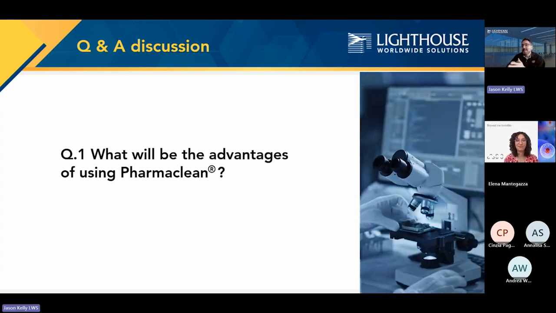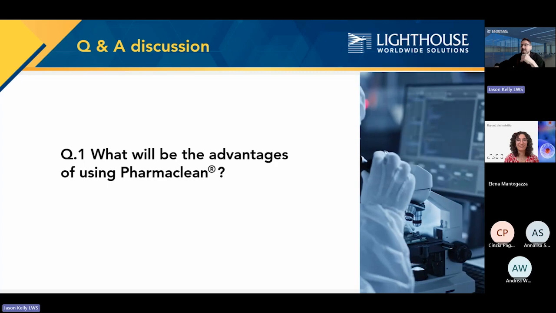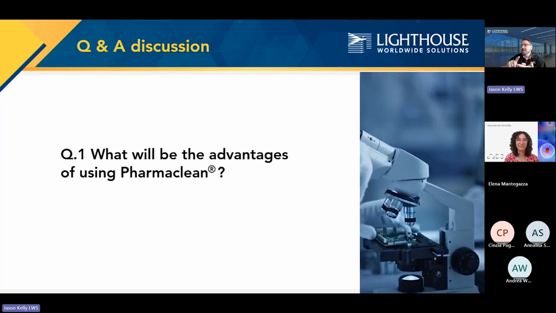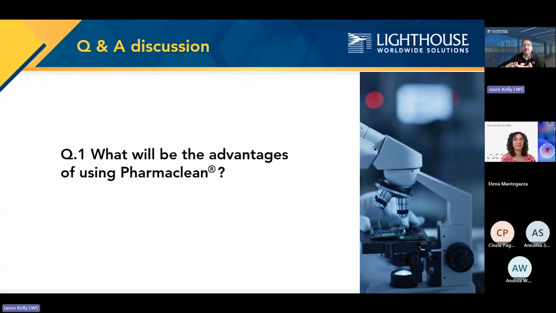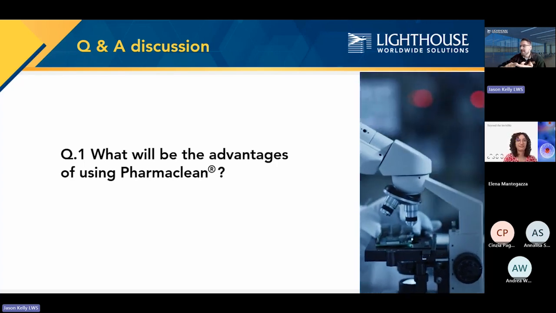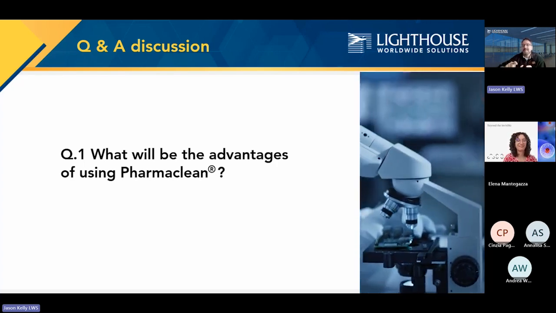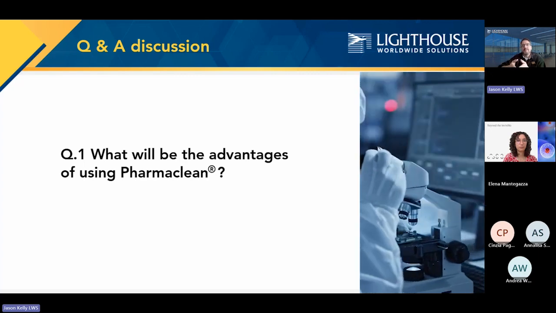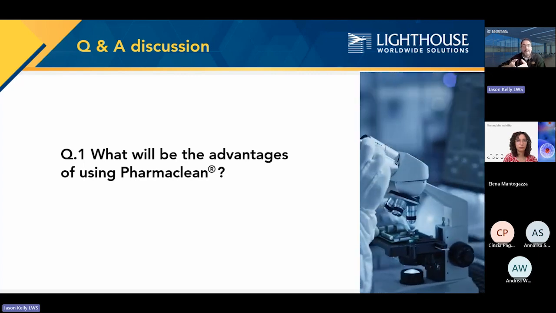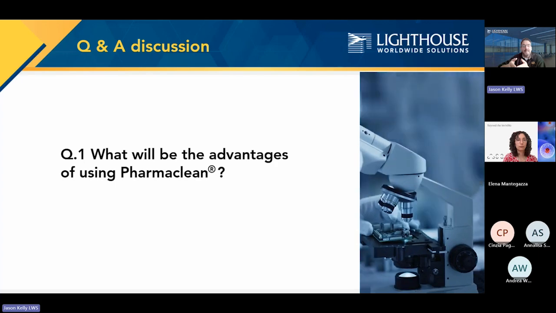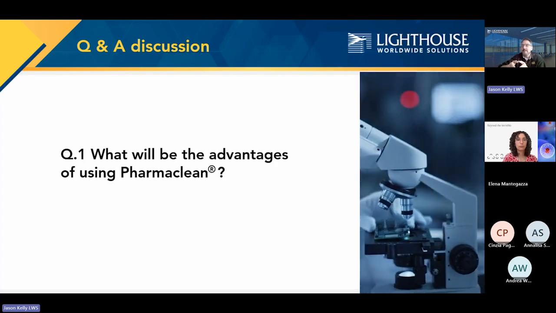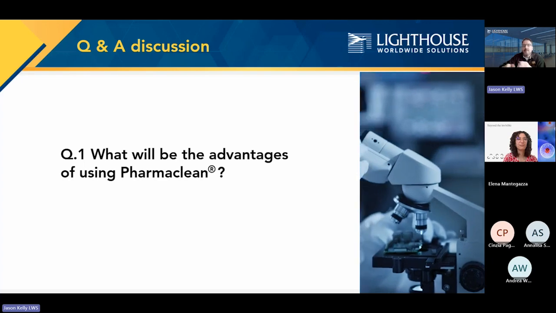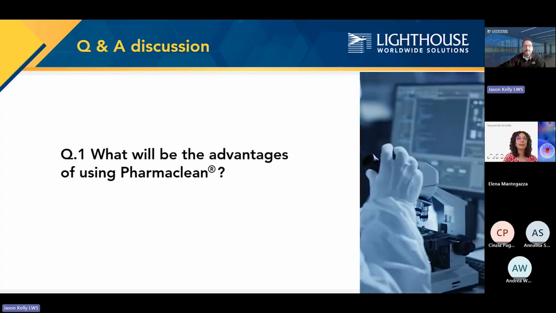I guess the first question is, overall, what are the advantages of using Pharmaclean? Now, we discussed the contamination process, or trying to eliminate contamination during the transfer process. The standards themselves, because this came out in 2022, so it's a requirement. And we discussed how it can be implemented. So I'll let you dig a bit deeper into the overall advantages of Pharmaclean.